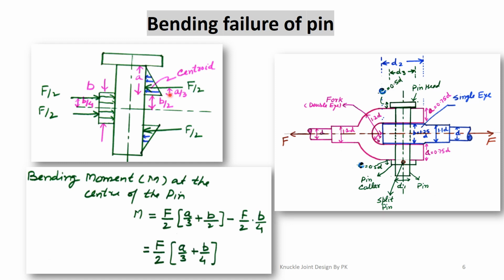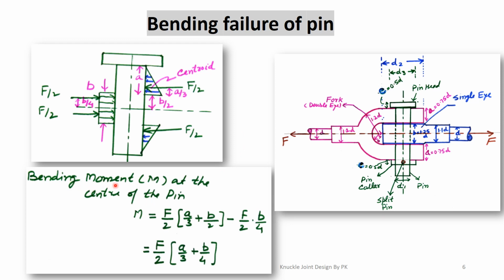So from this side, this load is acting at a distance of A by 3, and the total distance of this Fy2 force is A by 3 plus B by 2 about this middle axis. So we have to take the moment about this axis, and we find out the moment is maximum at this centroidal axis, or the middle axis.